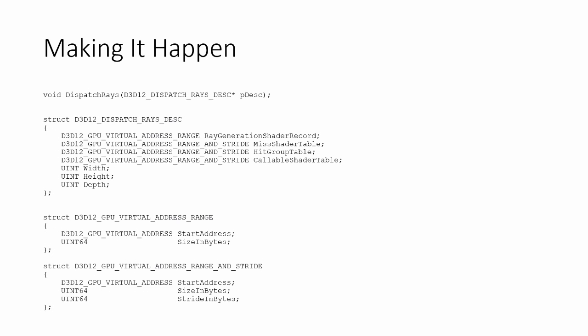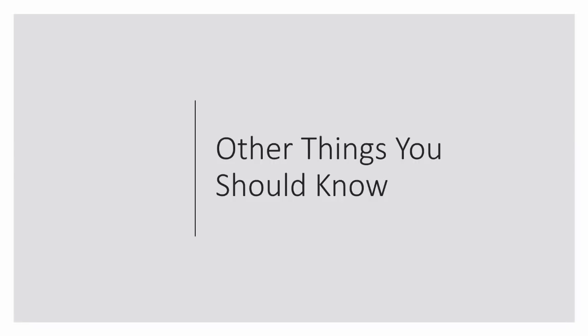Filling in those structures that this refers to. When we say GPU virtual address range, that's just a start address and size. And when we say range and stride, that's start address, size, and stride, which is the offset from one shader record to the other. So you can see from this structure that we have just one ray generation shader, because that's where everything starts. But then we have an array of multiple miss shaders and multiple hit groups. And that's it. We have succeeded in doing ray tracing.